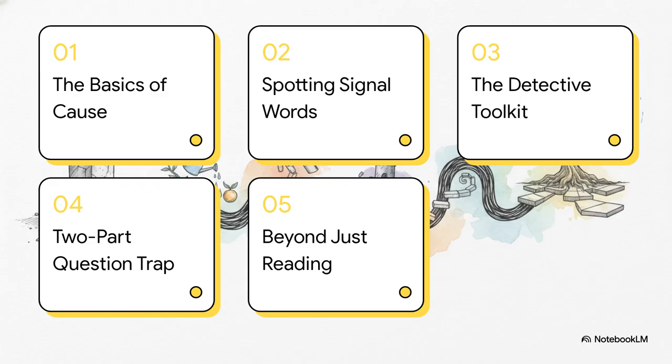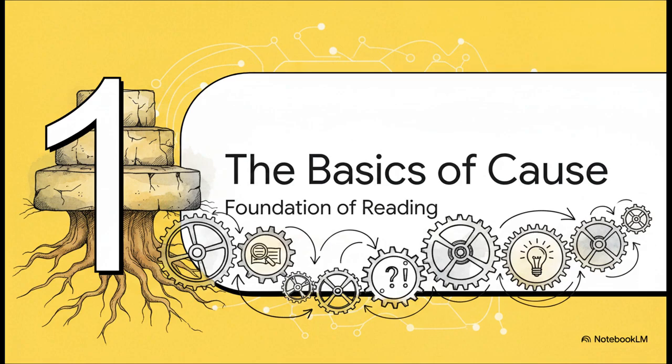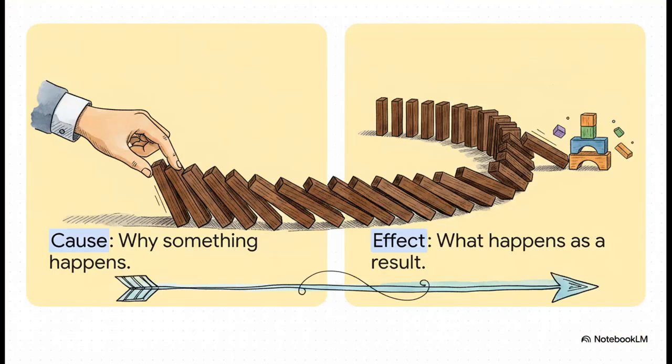All right, Section 1, the basics of cause, the foundation of reading. Let's just establish the absolute fundamental definitions first. The cause is the reason for a situation or a change, right? It's why something happens. The effect, on the flip side, is the result or the consequence. It's what actually happened. Now listen, here is the golden rule you've just got to lock into your memory right now. The cause always happens first in time. Even if the author decides to write it way later in the sentence, the timeline simply doesn't lie.